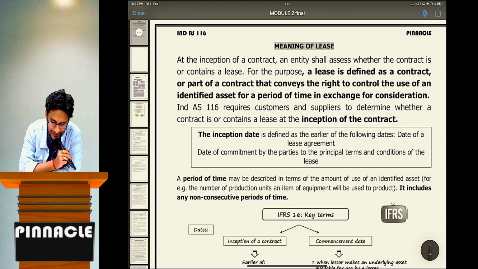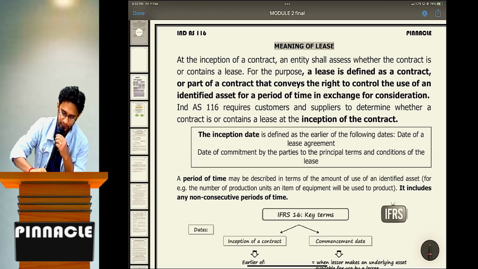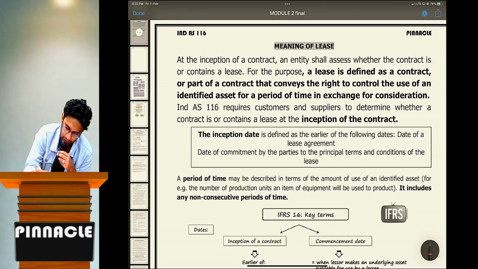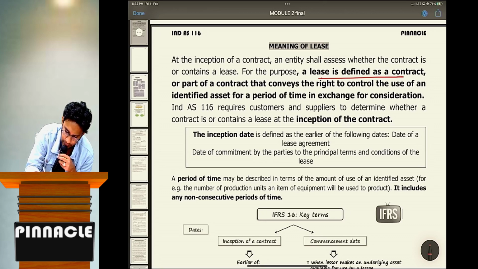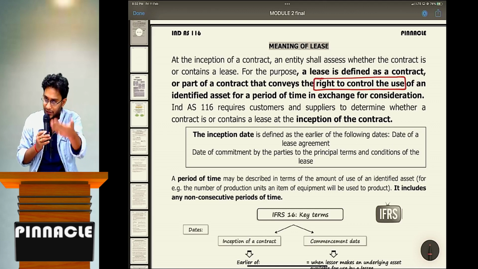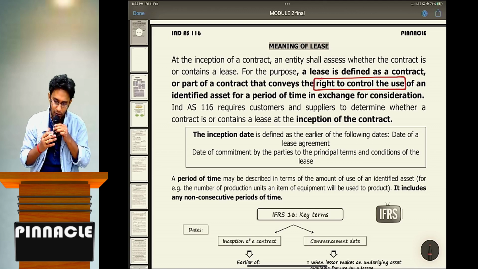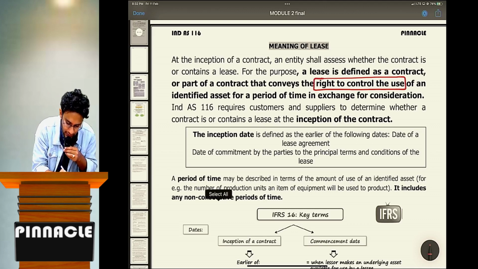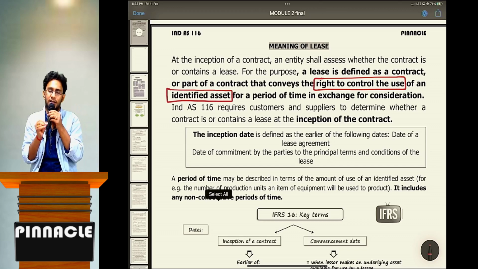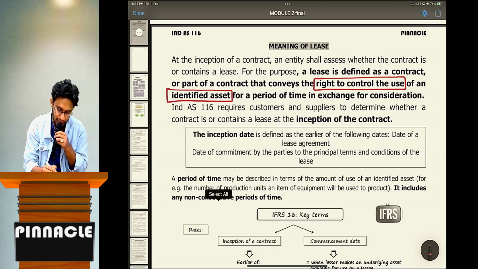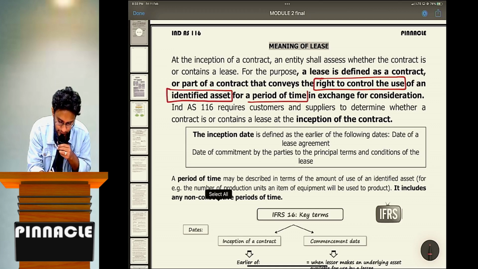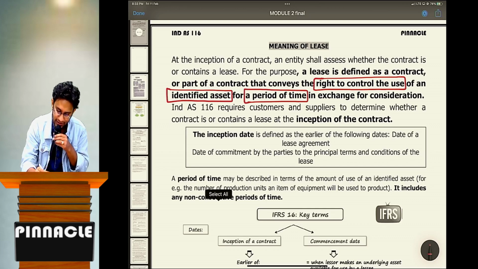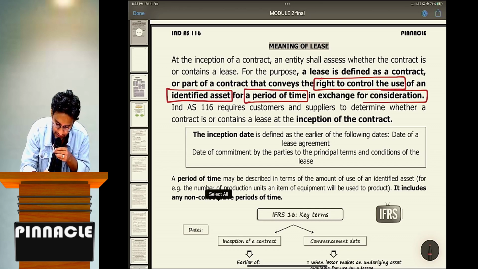For the purpose, a lease is defined as a contract or a part of the contract that conveys the right to control the usage. This is the main wording, sir. A contract should convey the right to control the usage. Usage of what? Not any asset, an identified asset. An asset must be clearly identified. For a period of time, until the lease period ends, sir, later on. In exchange for a consideration, this will become your lease rentals.